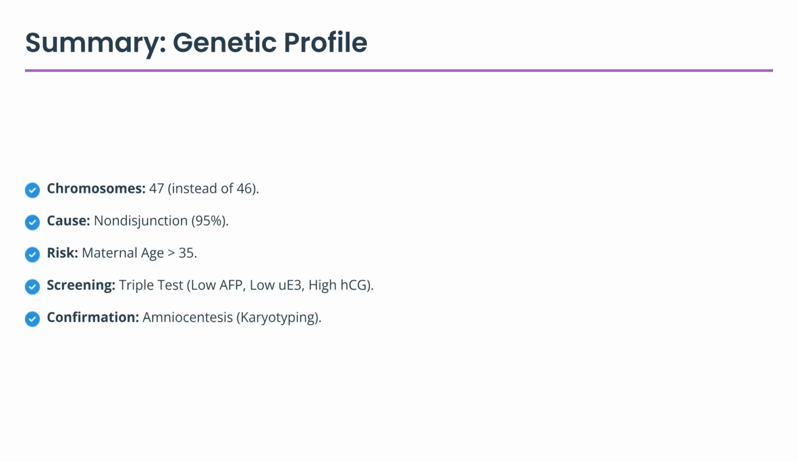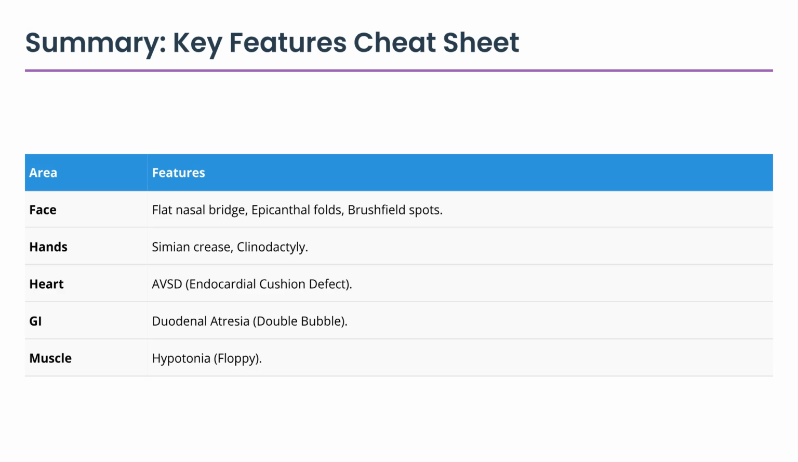In summary, the genetic profile includes 47 chromosomes, with non-disjunction as the cause 95% of the time. Advanced maternal age is the primary risk factor. This chart summarizes key features for quick review, including distinctive facial characteristics and physical findings like the simian crease and hypotonia.